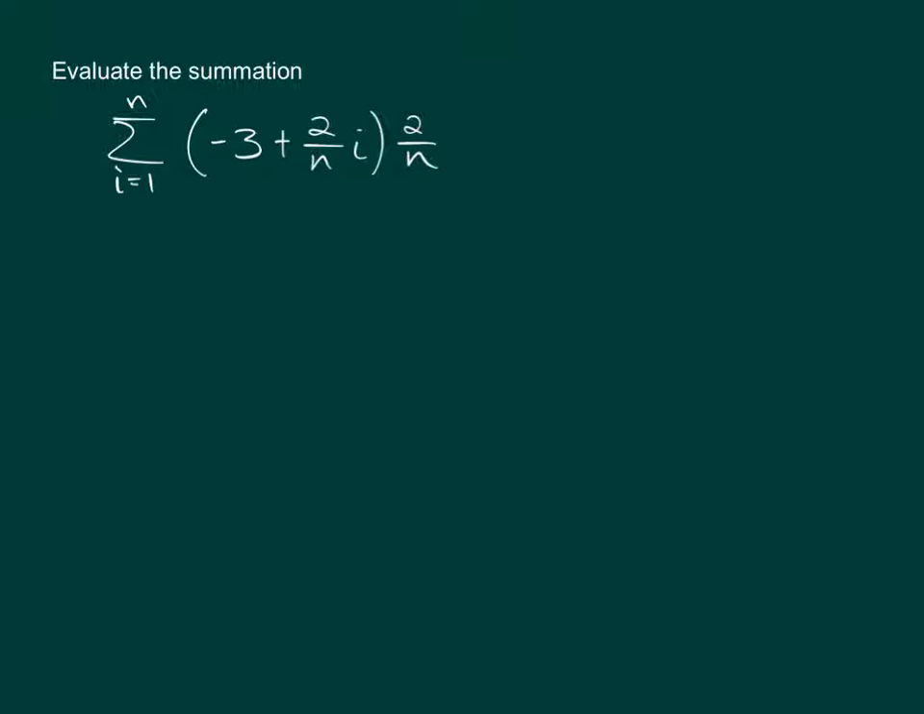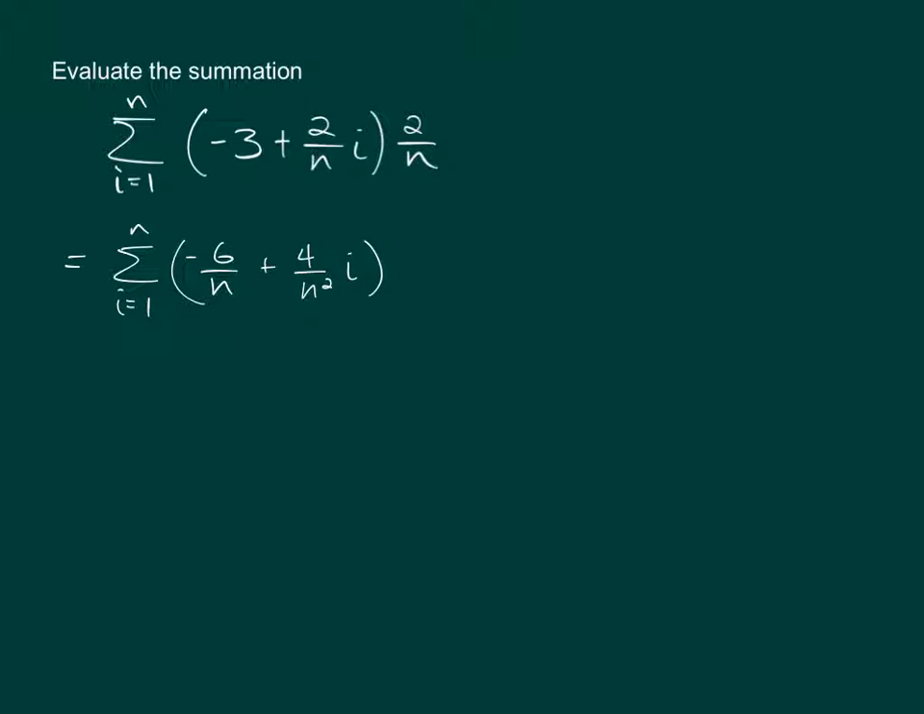Evaluate the summation. The sum as i goes from 1 to n of negative 3 plus 2 over n i times 2n. Anytime you see the product of two expressions inside the argument of a summation, you need to distribute. So this will turn into the sum as i goes from 1 to n of negative 6 over n plus 4 over n squared i.